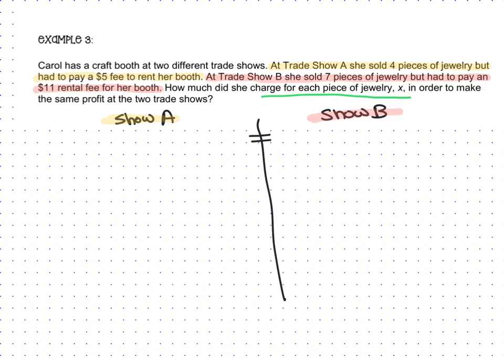So I know that the variable I'm looking for is how much she's charging. And at trade show A, she sold 4 pieces of jewelry, but she had to pay a $5 fee to rent her booth. And since that fee is money that she's losing, that means we're going to subtract $5. Now for show B, remember, once we can get one piece set up, show B is going to follow that same pattern. So I'm going to put 7x, and then she had to pay $11, so minus 11. Now that I have my equation set up, I'm ready to solve.